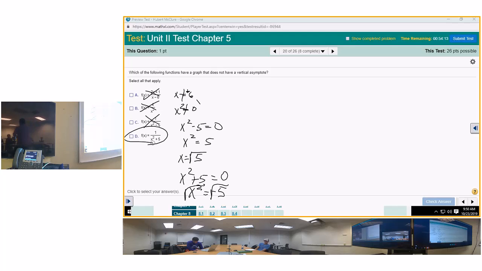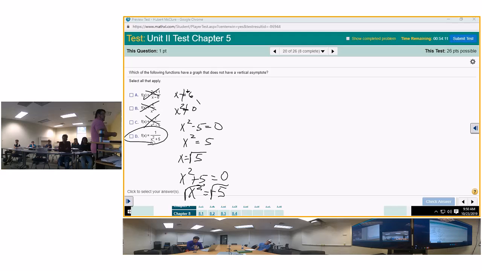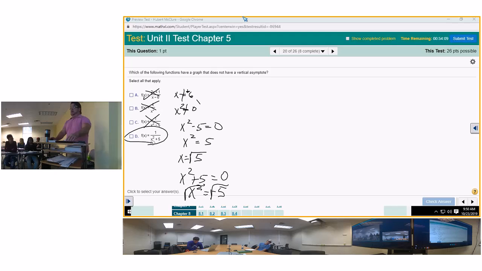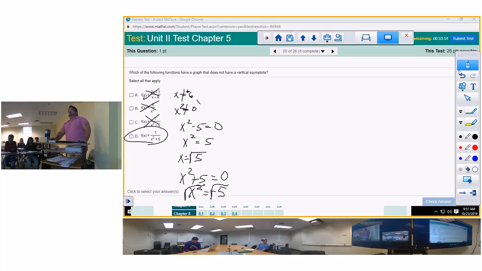Because you can't take what? Square root of a negative. Now, what if they would have written, which of the following has imaginary numbers? You would have got it like that. Because imaginary numbers means they don't exist. So, D is your answer. And you feel good about yourself.